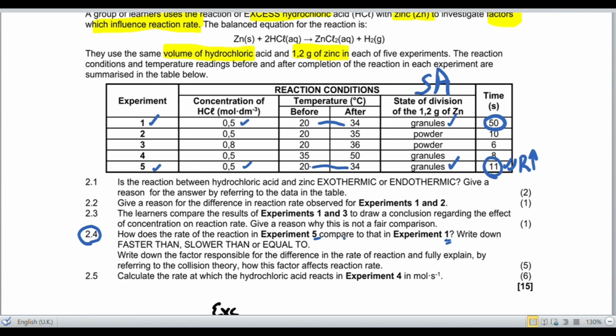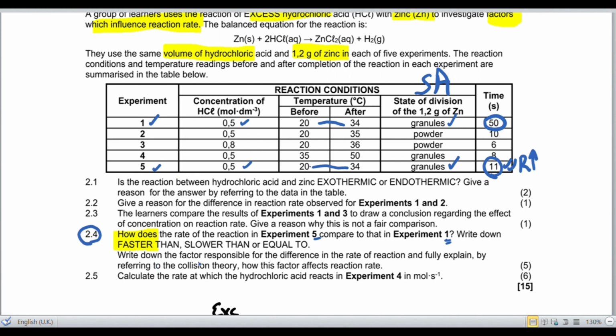Masive question ebithini ke ngoku. Write down faster than. How does the rate of reaction in experiment 5 compare to that in experiment 1? Write down faster than, slower than, equal. So because of elaa xesha silibona phaa, the answer is faster than. The answer is that faster than.